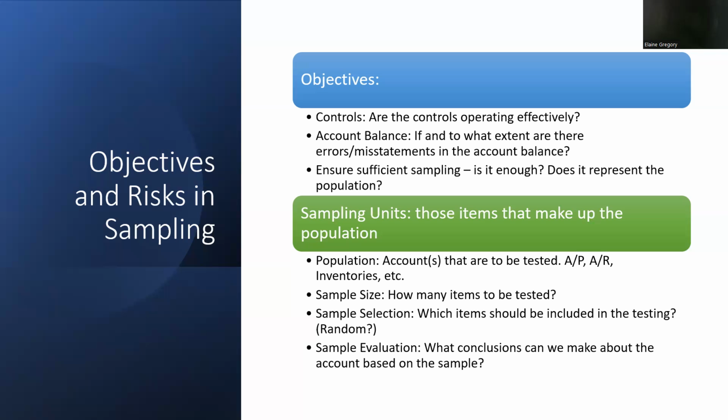So when we look at sampling, we have to think about the sampling units, those items that make up that population. So you have the population of the accounts payable account class. Then you want to determine how many items are going to be tested in that account class and which items should be included for testing. And finally, what conclusions can you make based on those tested items that will give you an opinion as to the account classification itself?